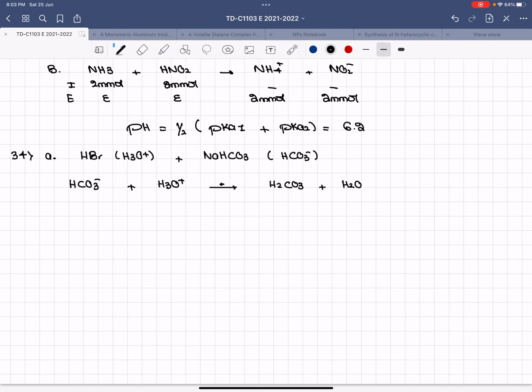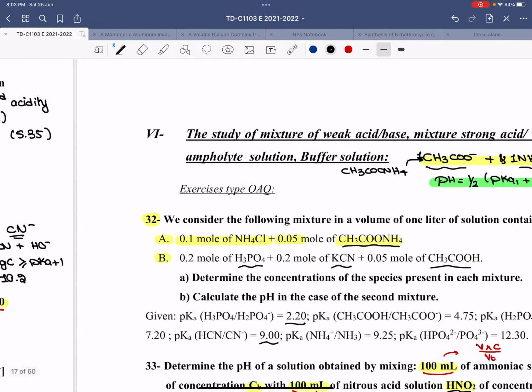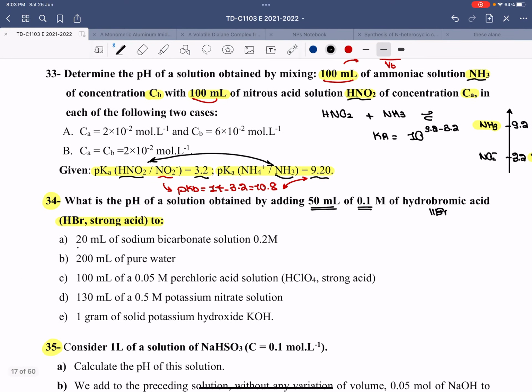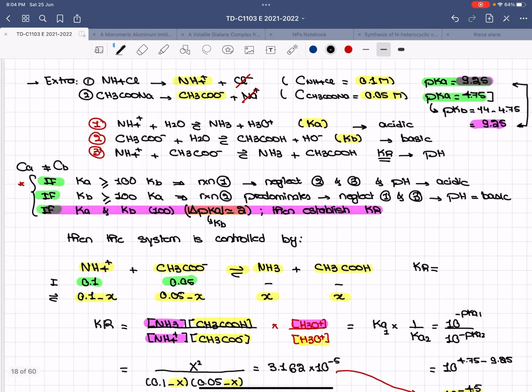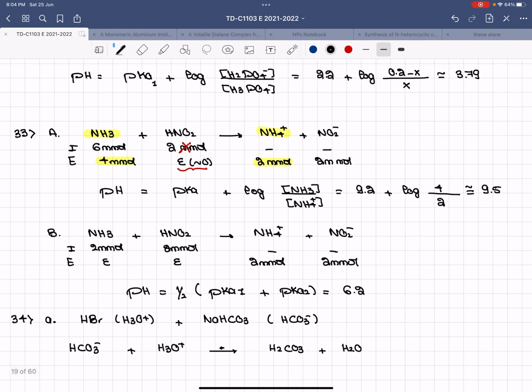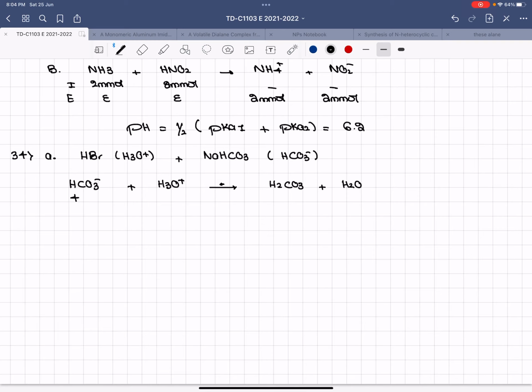Let's get started. It was, I think, around 20 milliliters of 0.2, so that's basically 4 millimole, and 50 milliliters of 0.1, 5 millimole. So that's 4 millimole initially, and 5 millimole. When the reaction proceeds, limiting will be approximately 0 or epsilon. The H3O plus will be 5 minus 4, which is 1 millimole, and the H2CO3 will be 4 millimole, equal to the limiting value.